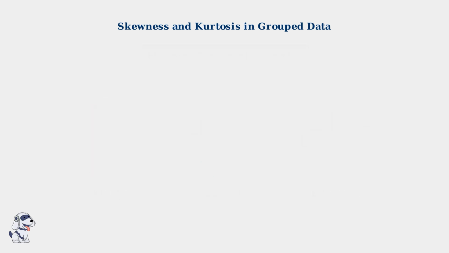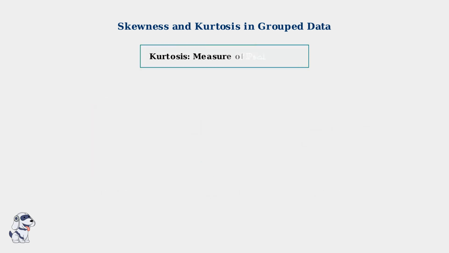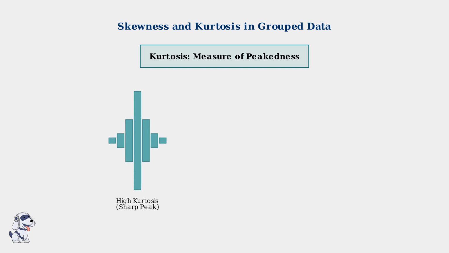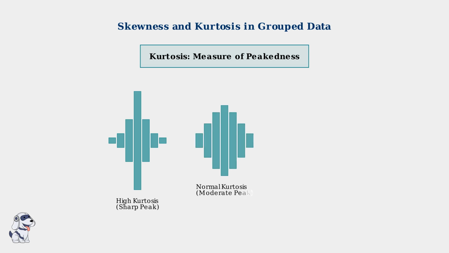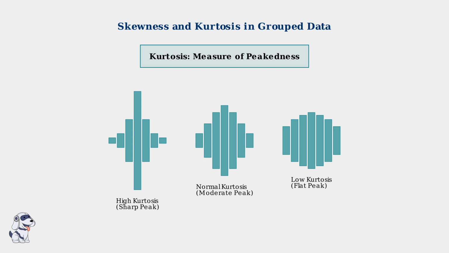Now let's examine kurtosis, which measures the peakness or flatness of our distribution. High kurtosis indicates a distribution with a sharp, pronounced peak and heavy tails, meaning more extreme values. Normal kurtosis represents a moderate peak, similar to a standard bell curve distribution. Low kurtosis indicates a flatter distribution with a broader, less pronounced peak and lighter tails.